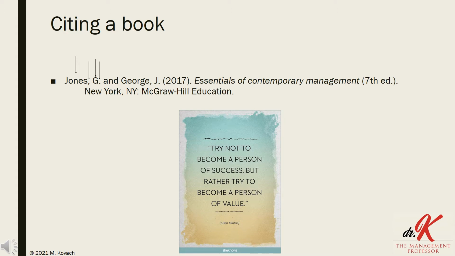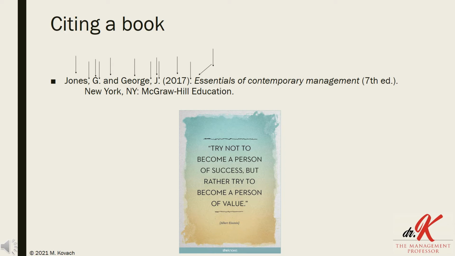After that period, type the word "and", then follow the same format by the second author's last name, comma, first initial, period. The 4-digit year will be in parentheses followed by a period. The title of the book is in italics, and notice that only the first letter of the entire book name is capitalized. If there were any proper names in the title, they would be capitalized as well.